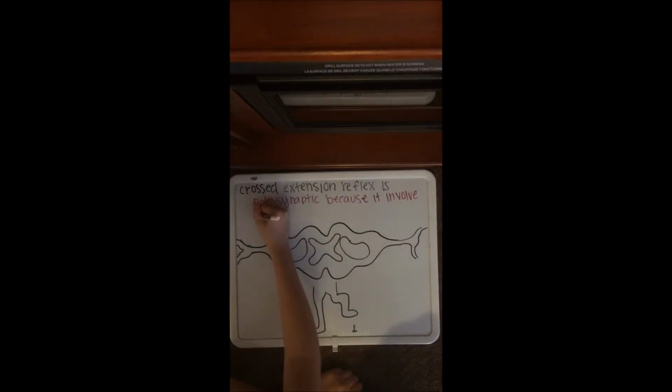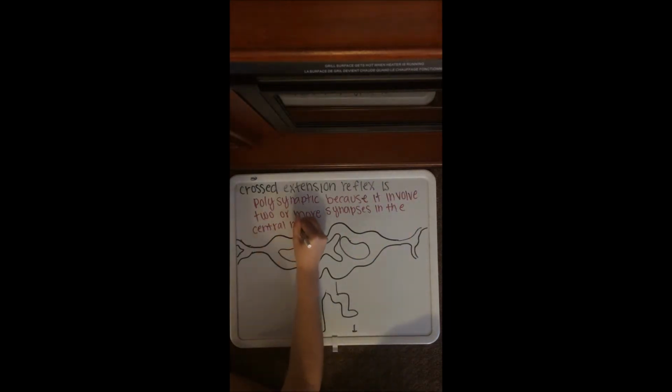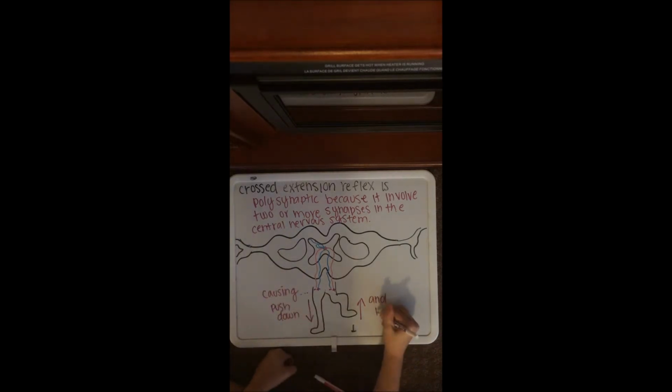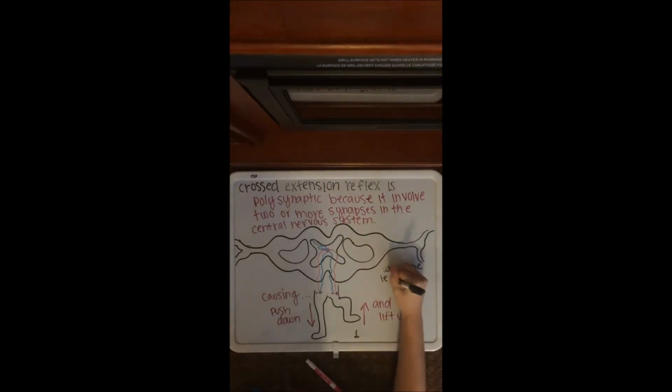Cross-extension reflex is a polysynaptic reflex because it involves two or more synapses in the central nervous system. Different signals are sent to both the left and the right leg, causing one to pull up while the other pulls down. When the left leg lifts up, the right leg must hold the weight of the body, which is an antagonistic process.